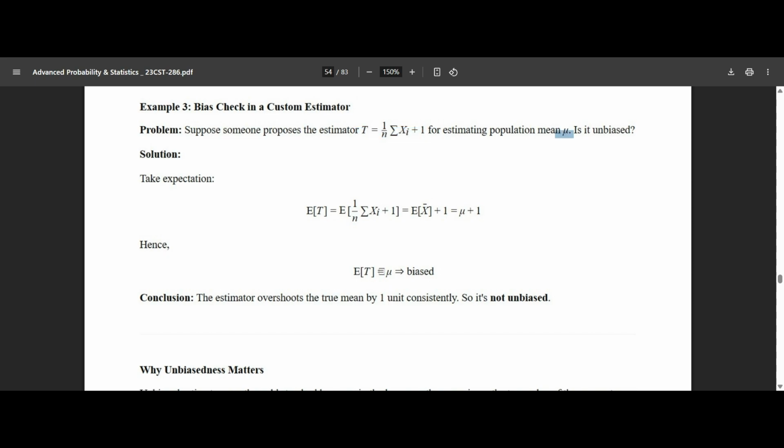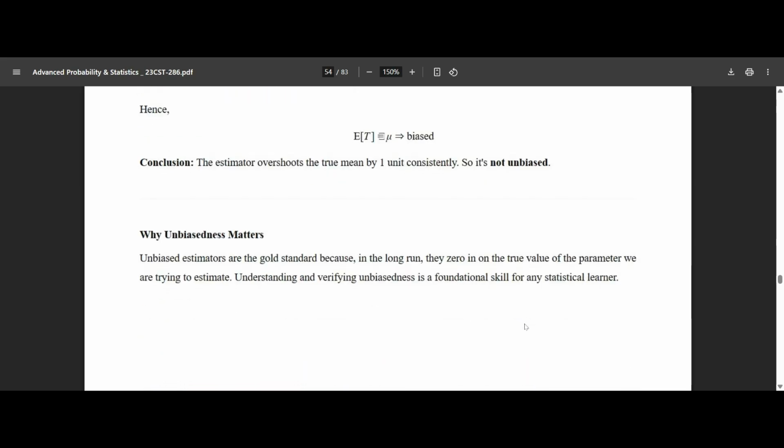So we have to always check, if A is unbiased for B, then E of A must be equal to B. That we need to prove. So we take the expectation of this part, which ultimately comes out to be mu plus 1. But this is not equal to mu, this is greater than mu. So since E of t is not equal to mu, hence it is biased. Conclusion: the estimator overshoots the true mean by 1 unit. So it's not unbiased, okay?